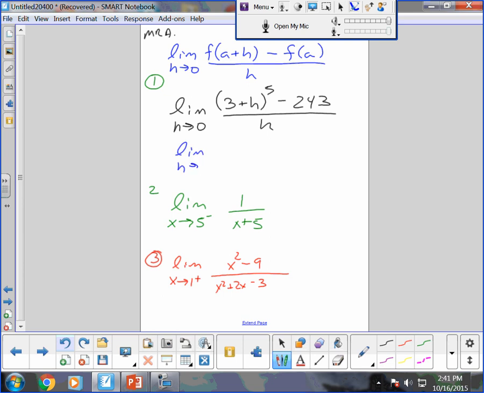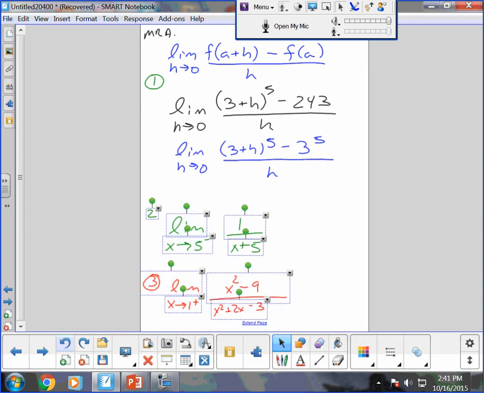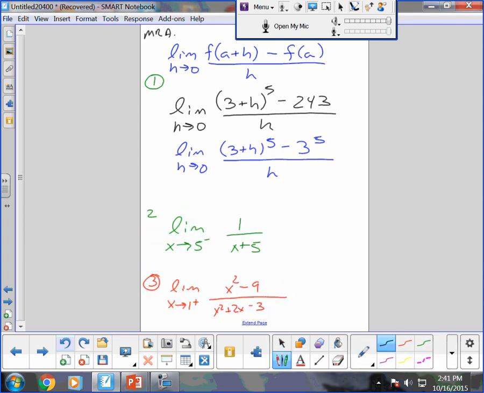And lo and behold, when I do that, I discover that I can rewrite this as 3 to the 5th over h. And all of a sudden I go, ah, the function f of x here, if you don't see it now, is x to the 5th. You guys see that? So, I'll move this stuff down. I'm just going to write that this is f of x equals x to the 5th.